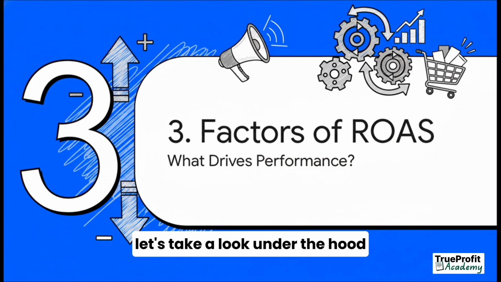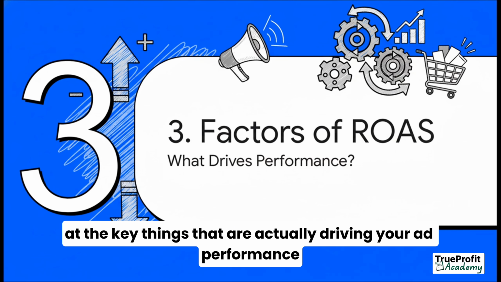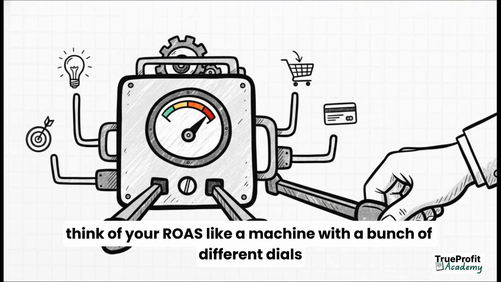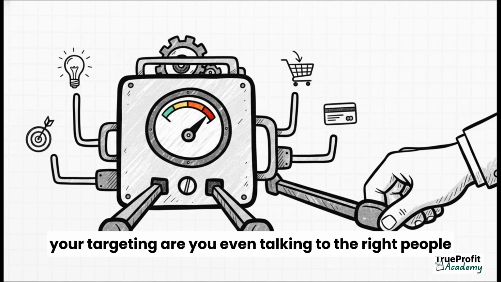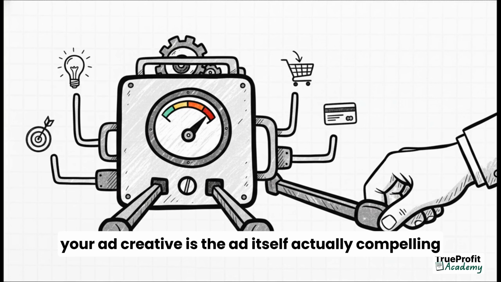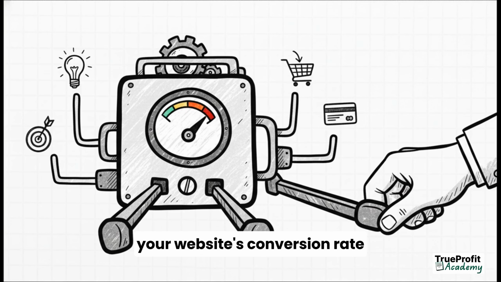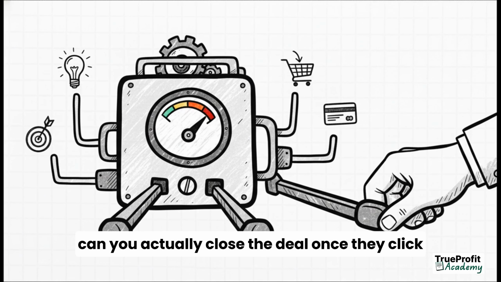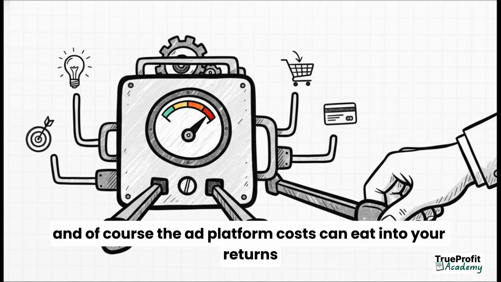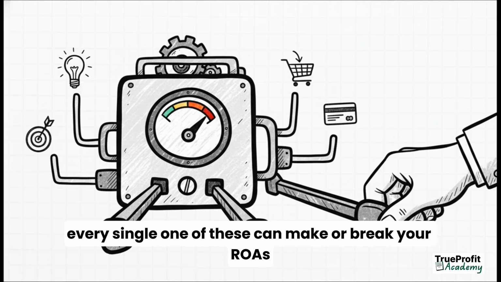Let's take a look under the hood at the key things that are actually driving your ad performance. Think of your ROAS like a machine with a bunch of different dials. Your targeting: are you even talking to the right people? Your ad creative: is the ad itself actually compelling? Your product margins decide how much wiggle room you even have. Your website's conversion rate: can you actually close the deal once they click? And of course, the ad platform costs can eat into your returns. Every single one of these can make or break your ROAS.